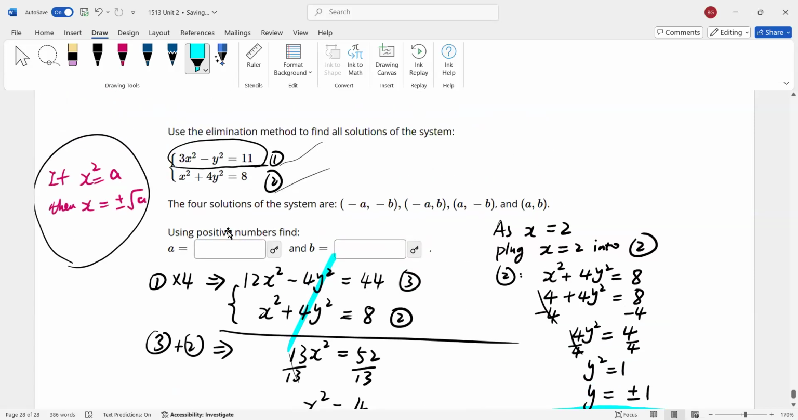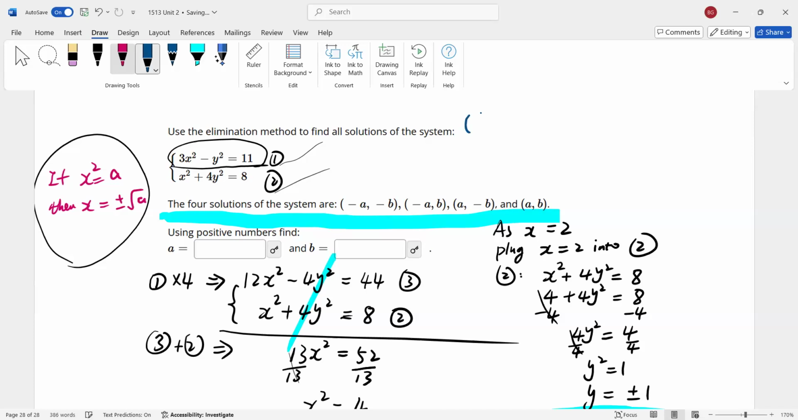The result is consistent with the requirement of the problem. It says here, the 4 solutions of the system are (negative a, negative b), (negative a, b), (a, negative b), and (a, b). And they want you to enter the value of a and the value of b. Let me write the 4 solutions right here in blue.